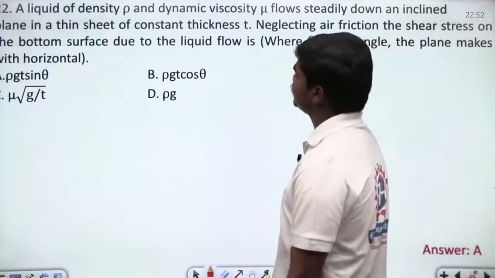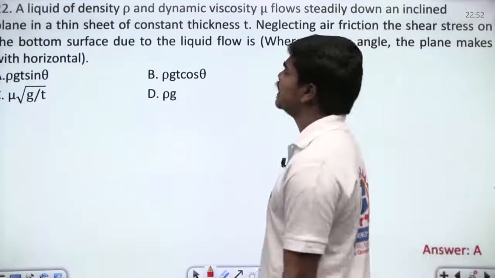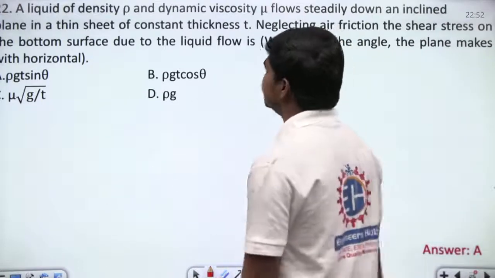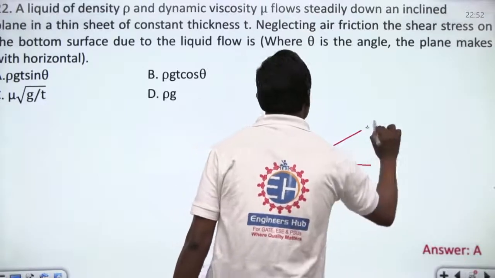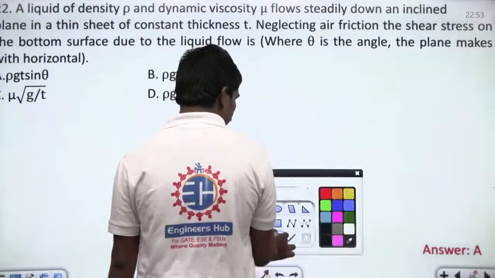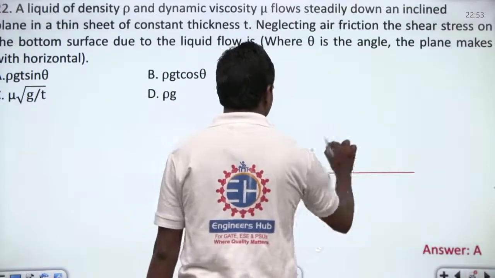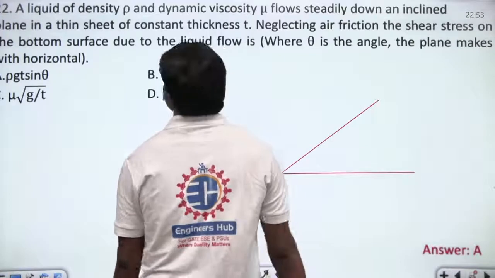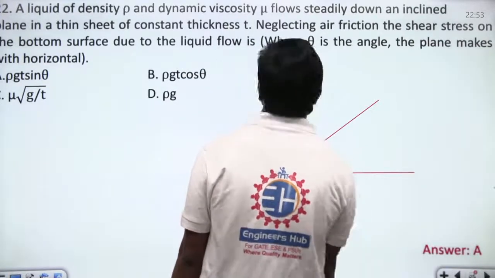A liquid of density rho and dynamic viscosity mu flows steadily down an inclined plane in a thin sheet of constant thickness T. Look here. So basically we have some inclined plane. So on this inclined plane, let me plot this a bit neatly. So we have some inclined plane, something like this.